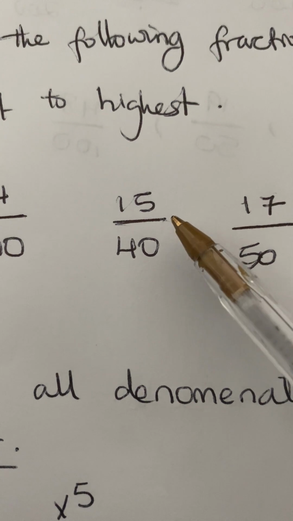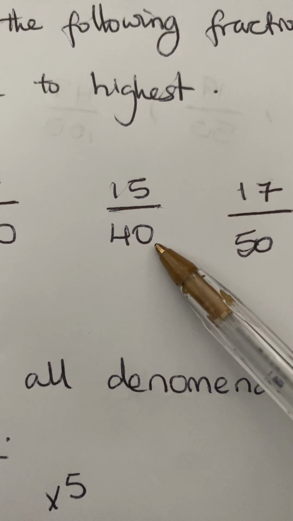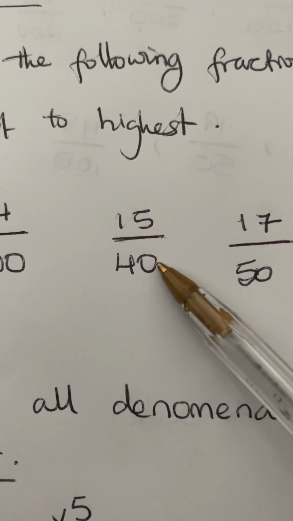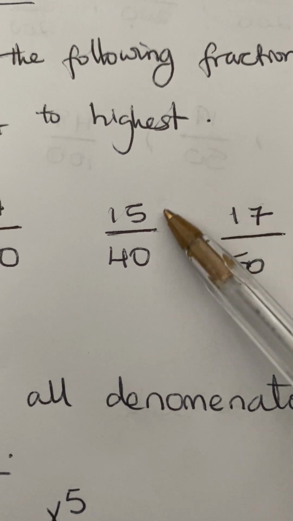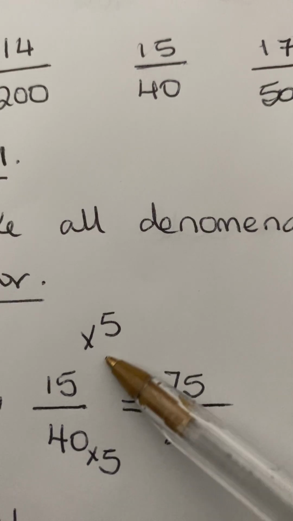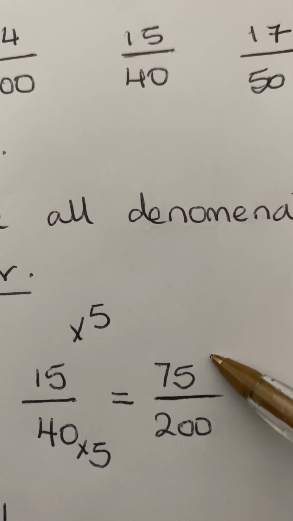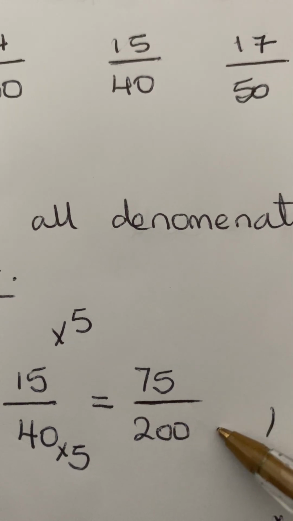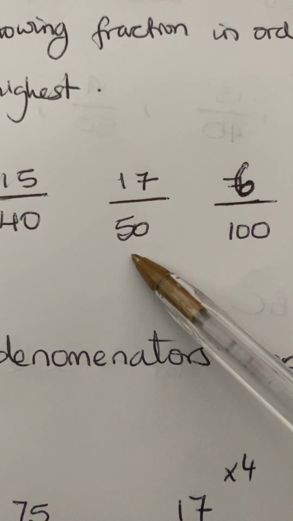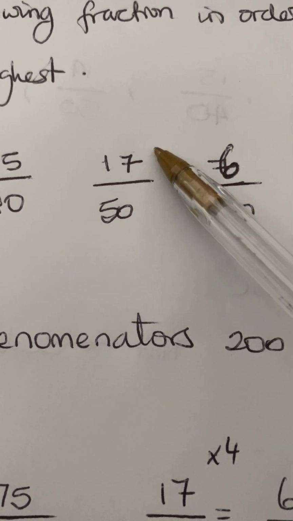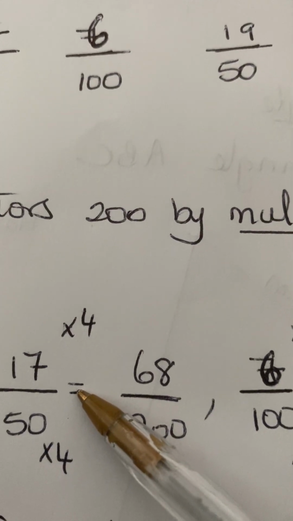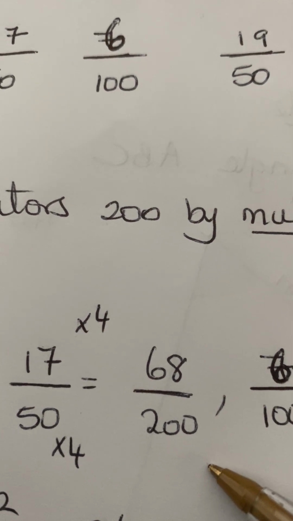The second one is 15 over 40. To get 200 from 40, I multiply by 5, and I do the same for the numerator and denominator. So 15 times 5 is 75, and 40 times 5 is 200. The third one is 17 over 50. I'll multiply numerator and denominator by 4, so I have 68 over 200.